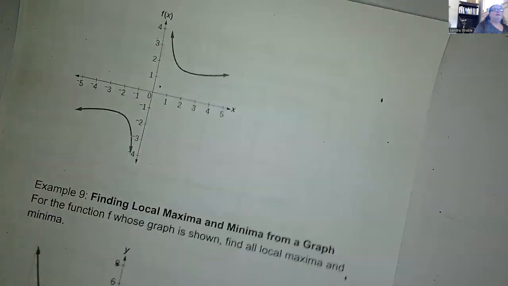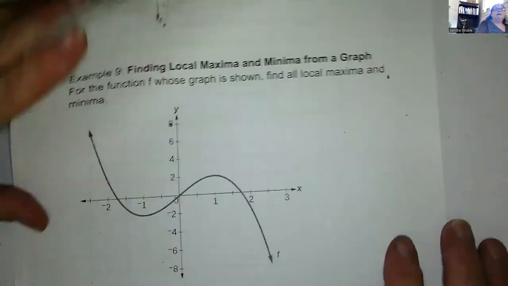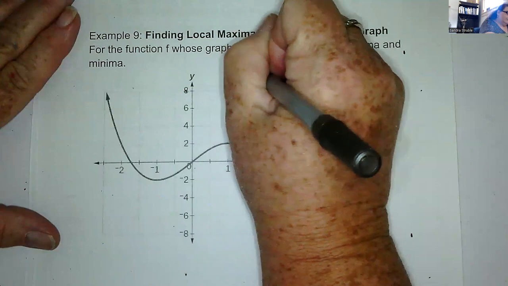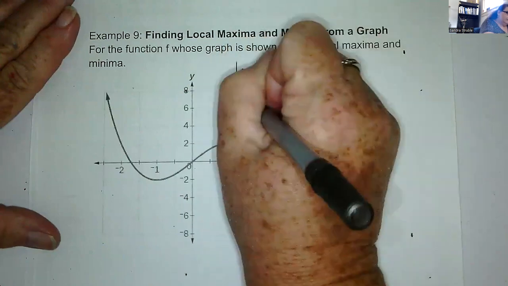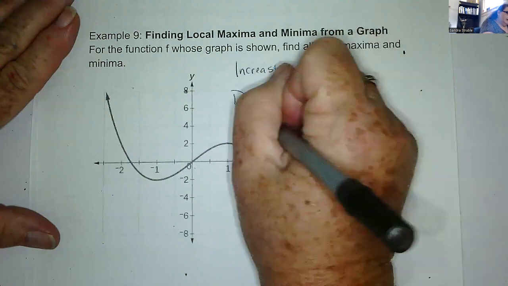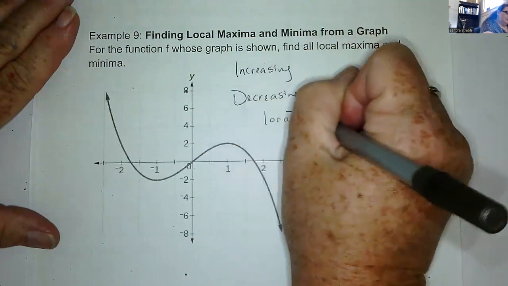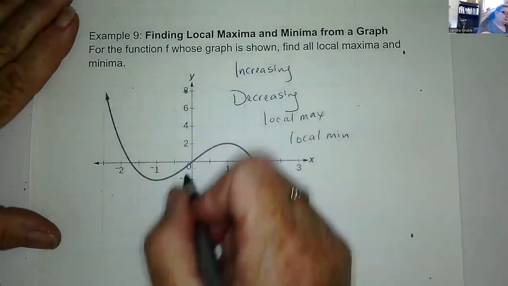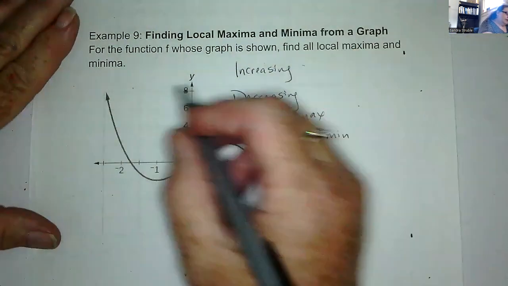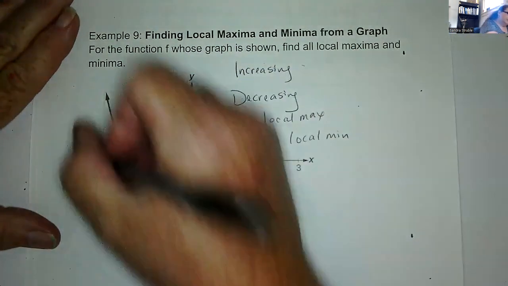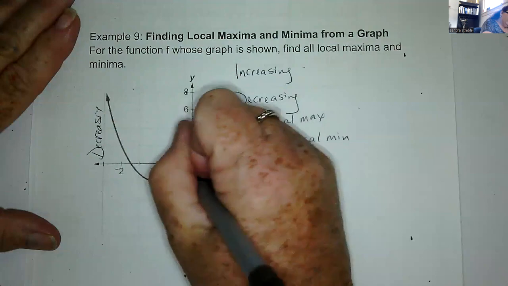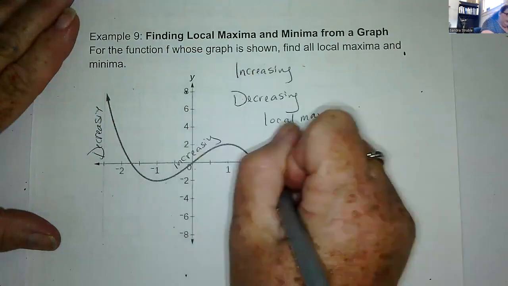All right. So now coming back to the actual picture, I'm going to come down to example 9, because I had you do this one in class. I wanted you to find the increasing, the decreasing, and then the local max and local min. Let's find the increasing and decreasing first. This one's coming down, so that's decreasing. And then this one's going up, so that's increasing. And then we're decreasing again.